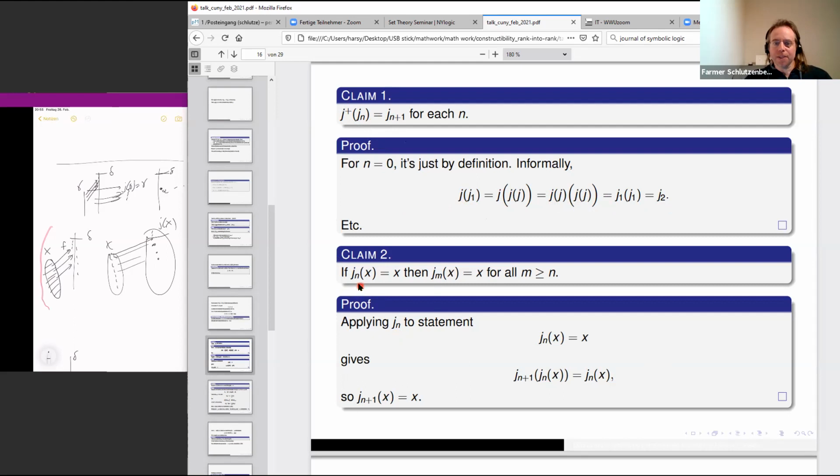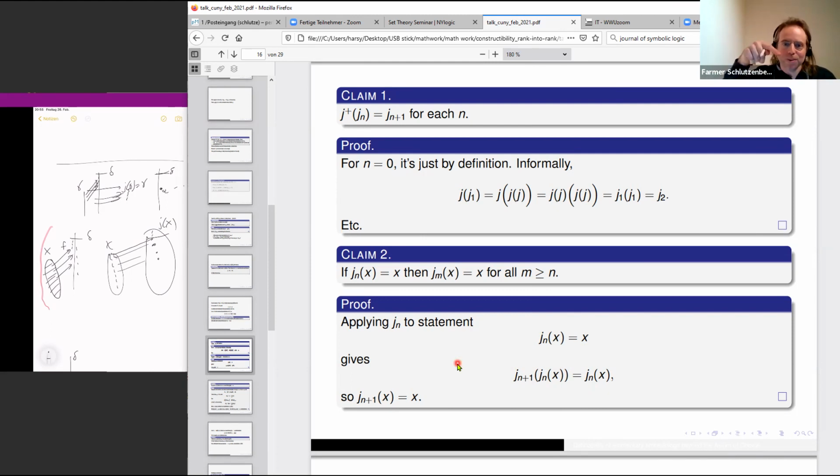And then if J_n fixes some object, then all of the later iterates also fix the same object, which is also clear. The fact that J_n of x equals x is just part of that function. When we apply J to that statement, J_n becomes J_{n+1}, x becomes J(x), but x was fixed, so these are actually equal to x, so that tells us J_{n+1} of x is x. J_n mapped this thing to this thing, but it didn't move it, so J_{n+1} does the same thing.